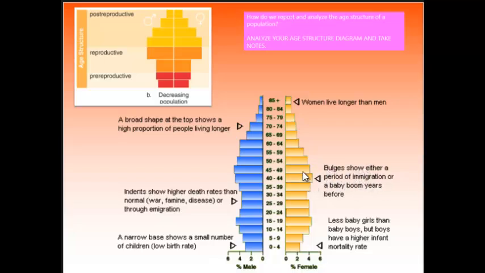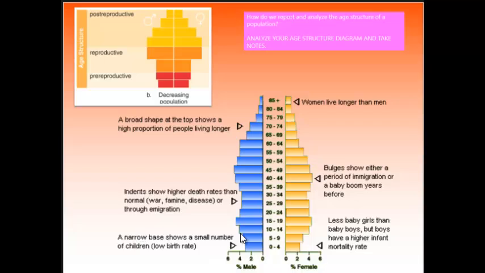If we have bulges, the bulges can indicate a period where we had a lot of immigration coming into the country, or this period here where this bulge is could have occurred, these people are 40 to 44 years old, could have occurred all the way down here when they were born. And if that's the case, we have to look at the historical age structure diagrams for that country. And that tells us that there was a baby boom during that age cohort group.